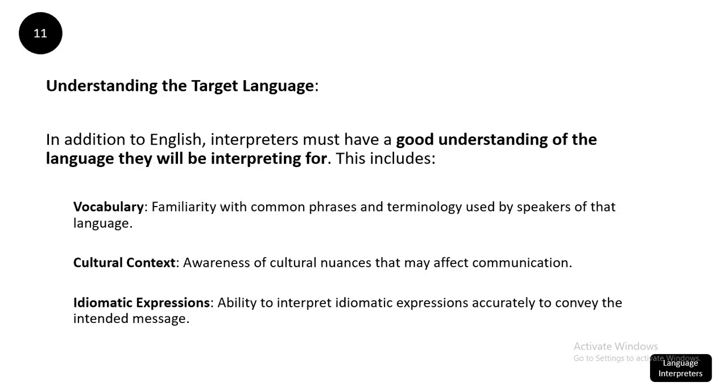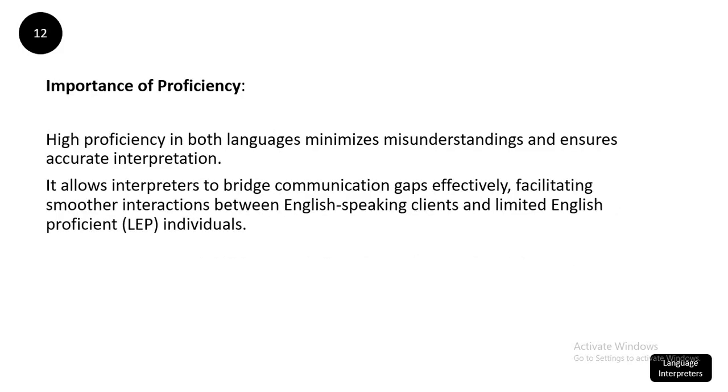You must know what I'm interpreting, so what the client says and what the LP says. You must have an understanding of English and also the target language. And the last thing is, it's important for proficiency. So high proficiency in both languages, whether it's English or the target language, or you are interpreting for 3 or 4 languages. If you understand the languages more, it minimizes misunderstandings and ensures accurate interpretation. Usually I cannot blame you if you don't know the language, like for C2 level, you will not be accurate.